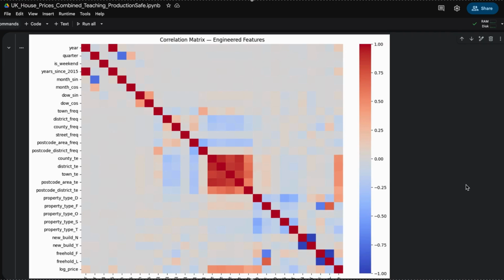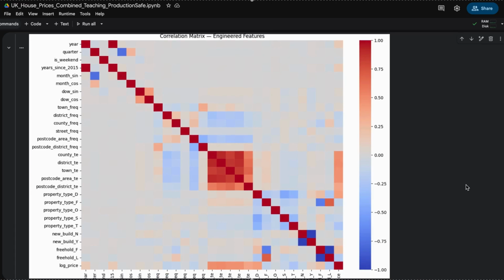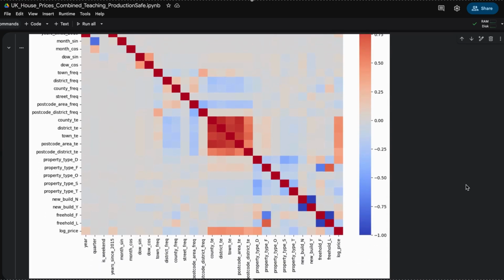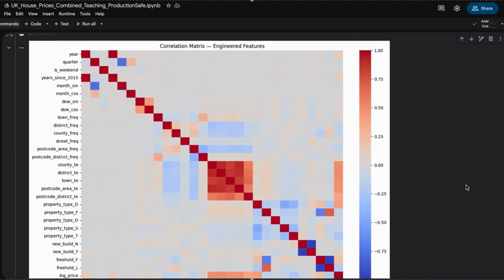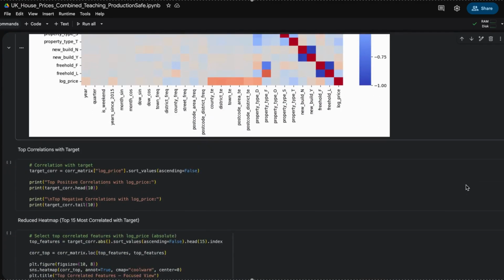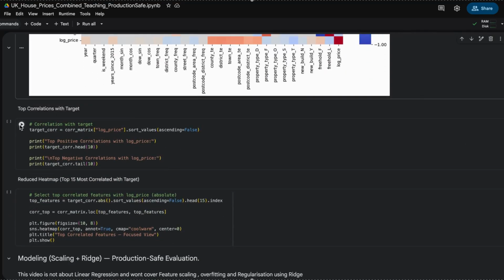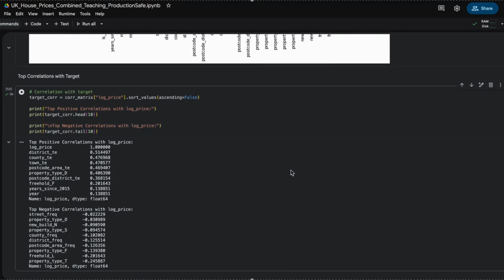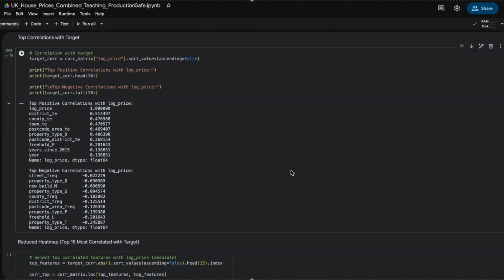Notice that target encoded geographic features show strong positive correlation with log price. Time-based features like year or years_since_2015 likely show positive correlation, and frequency encodings may show weaker or mixed relationships. This confirms that location and time are major drivers of price.